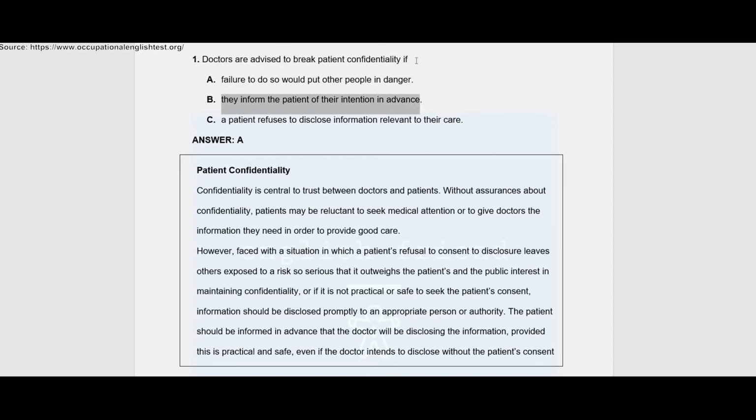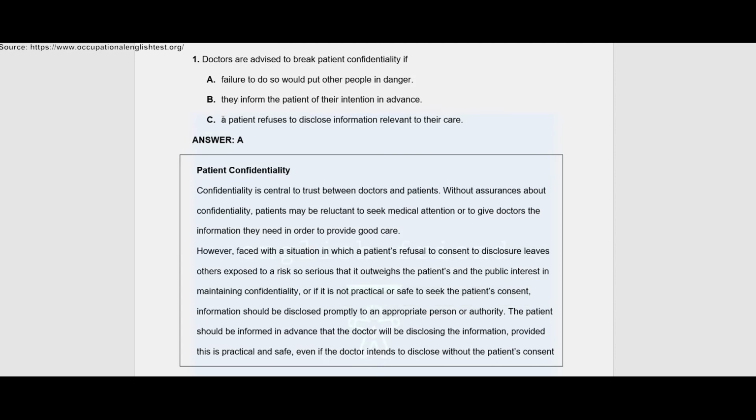Doctors are advised to break patient confidentiality if they inform the patient of their intention in advance. No, doctors cannot simply break this confidentiality by just informing the patient in advance, unless there is a situation that could endanger other people, or if it is not safe or practical to seek the patient's consent that we have read here in the middle portion for the previous question. So that option is not right.